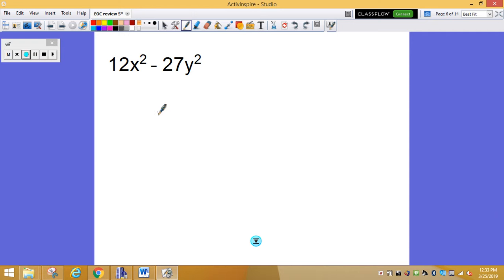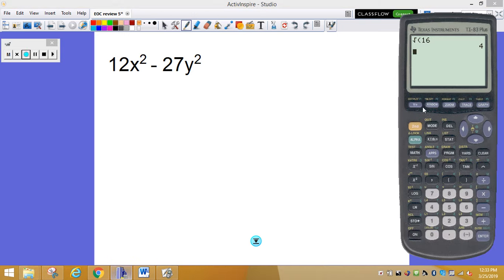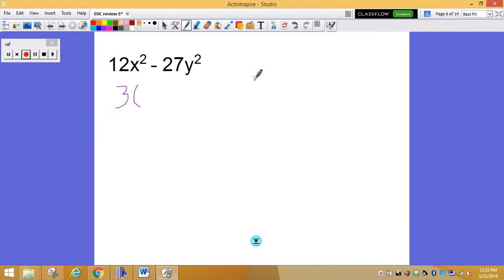So let's do another one like this. This one has a GCF. You want to find the number that will go into 12 and 27, and that's going to be 3. Okay, so 3 will go into both of them. So my first step is divide both of them by 3. So 12 divided by 3 is 4. Bring down your x squared. 27 divided by 3 is 9. Bring down your y squared.